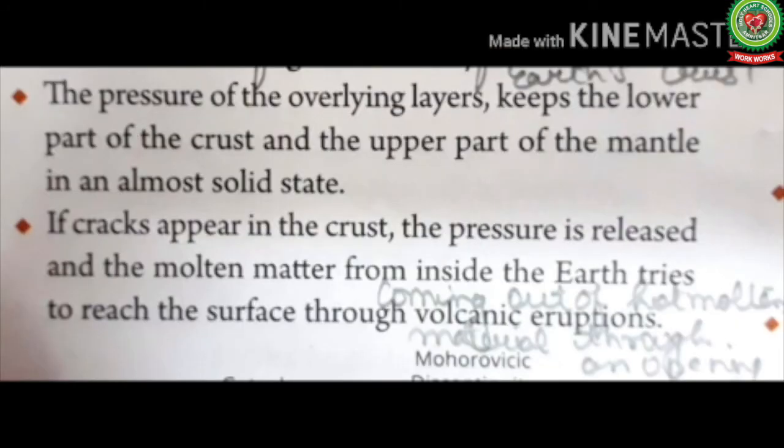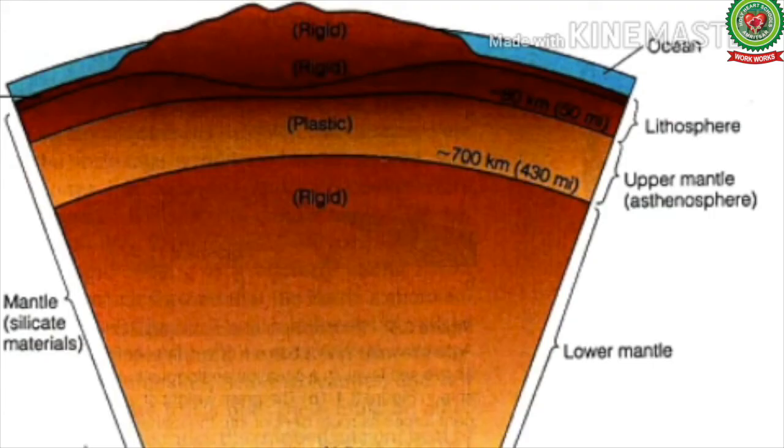The pressure of the overlying layers keeps the lower part of the crust and the upper part of the mantle in almost solid state. As we know, the interior of the earth is under tremendous pressure from the outer layers. It does not permit the rocks in the interior of the earth to reach the liquid state. So it probably acquires the property of a solid due to the excess pressure from outside layers.